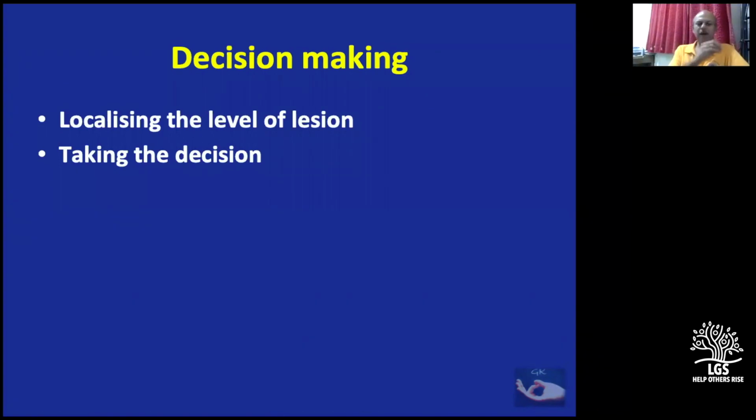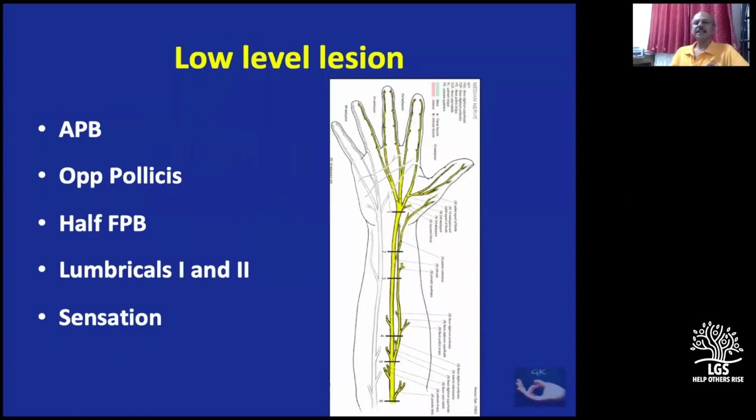Localizing the level of the lesion can be done by finding out which muscles are involved. For instance, in a low level lesion, the abductor pollicis brevis, opponens pollicis, half the FPB, and lumbricals 1 and 2 are lost, and the sensation is lost because the injury is occurring somewhere over here. So the thenar muscles are paralyzed and there is a loss of sensation on the thumb, index, middle fingers, and half of the ring finger.